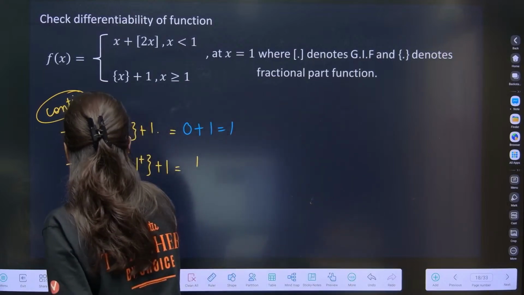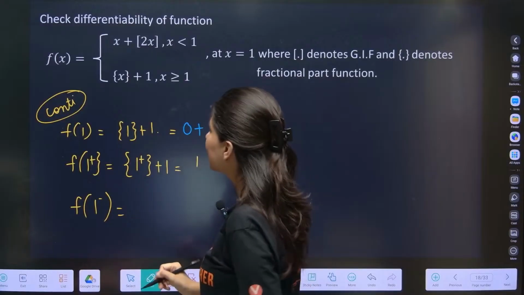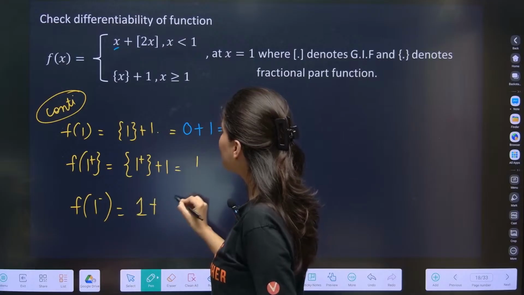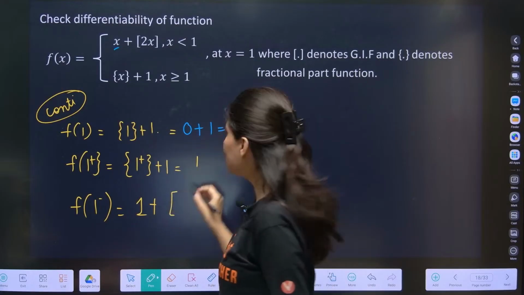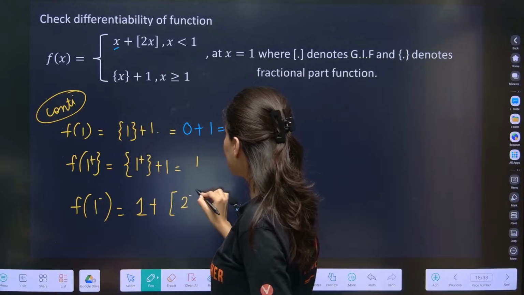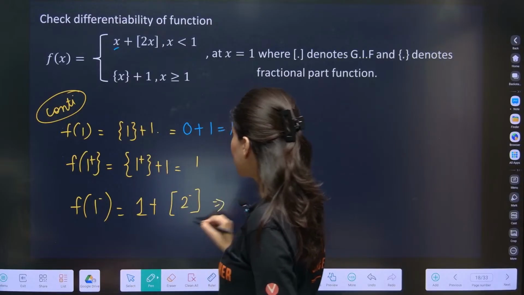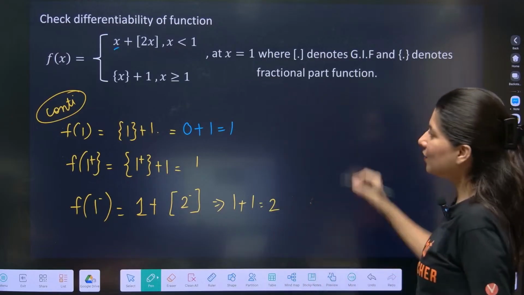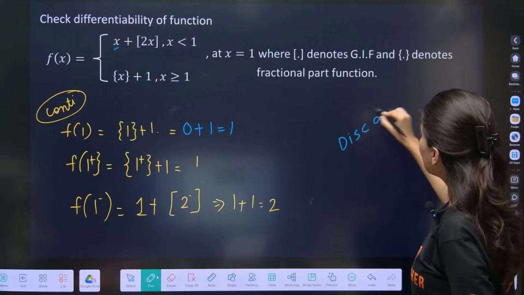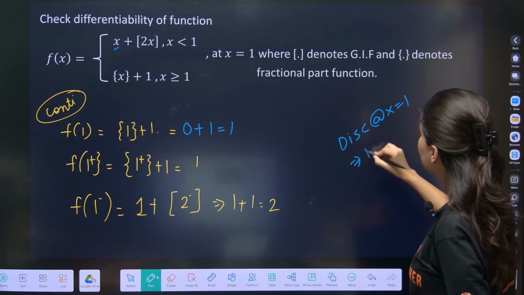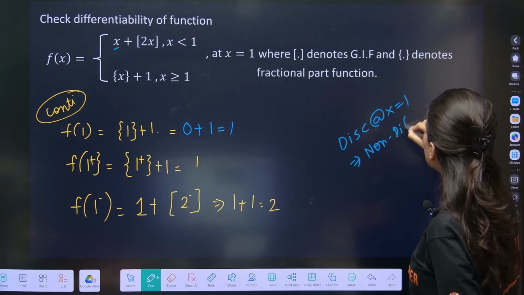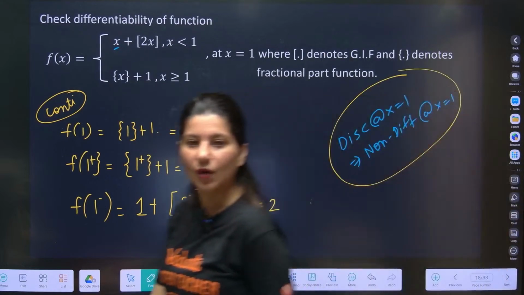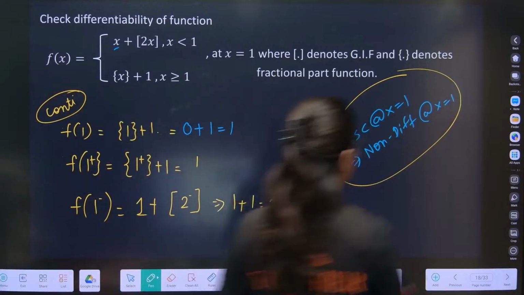Now, f of 1 minus will be slightly different. 1 minus, if you put it over here, it will be approximately 1. And if you put 1 minus, so this is 2 minus, slightly less than 2. So, 1 plus 1, this is 2. Discontinuous. Can you see the function is discontinuous at x equals to 1? Hence, it is non-differentiable at x equals to 1. Okay. Yes. So this question also done.